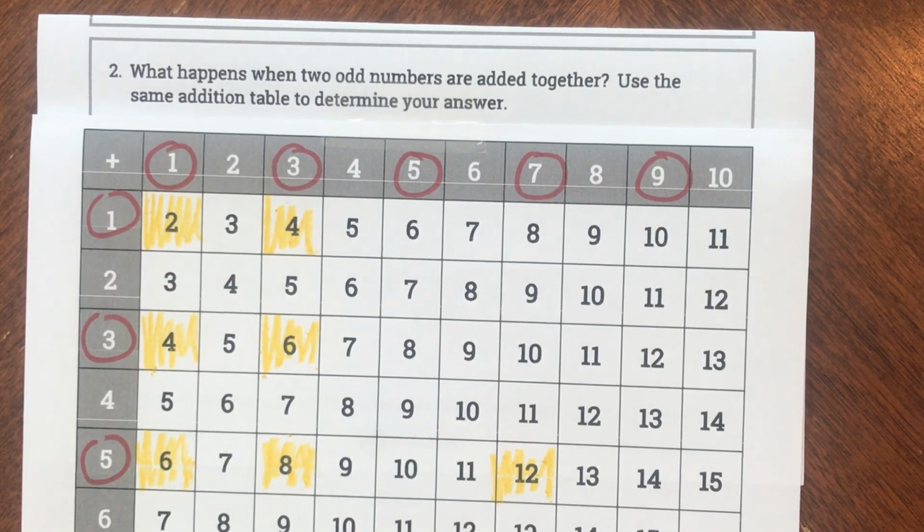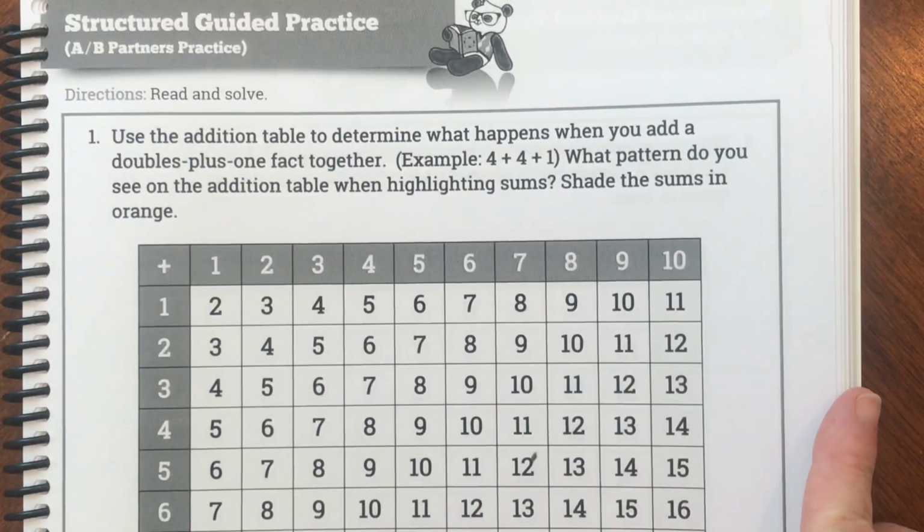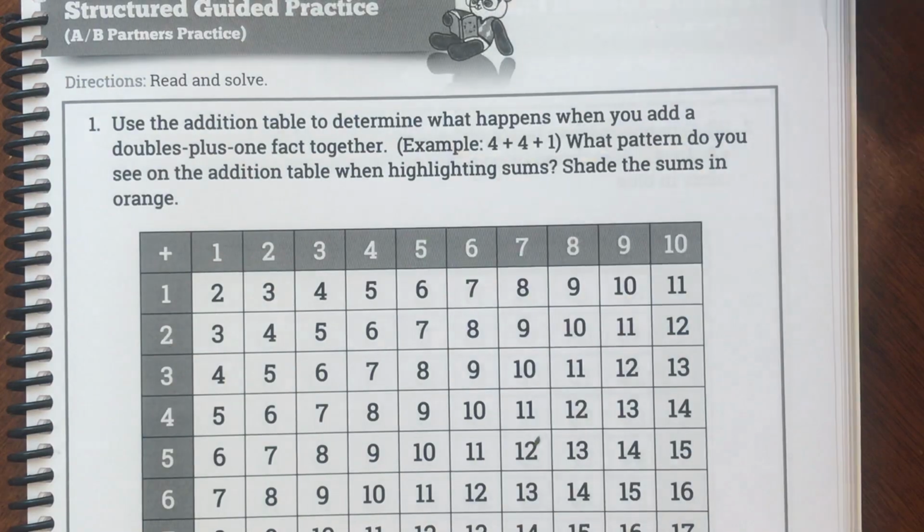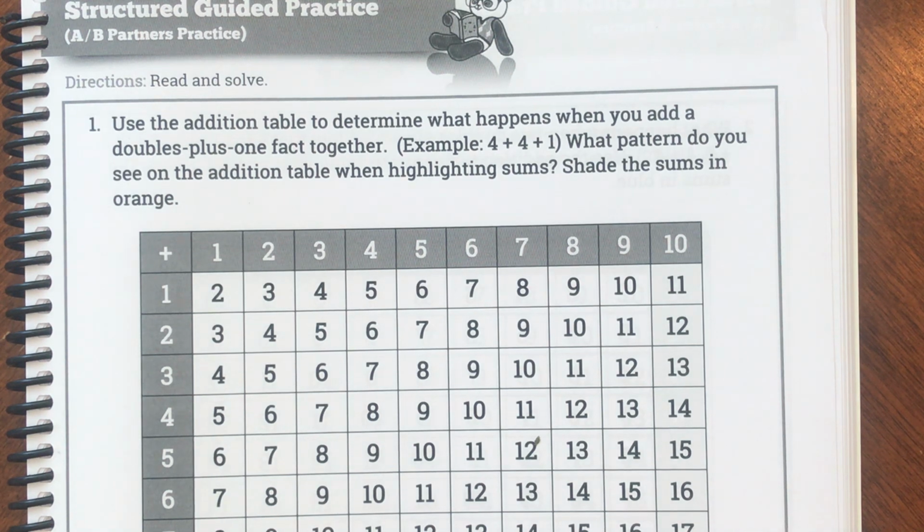Okay, let's try some of these together. So we are on page 216, and let's read our directions. Use the addition table to determine what happens when you add doubles plus one fact together. So for example, 4 plus 4 plus 1. Okay, so the doubles are 4 plus 4, and then you add 1 to it.